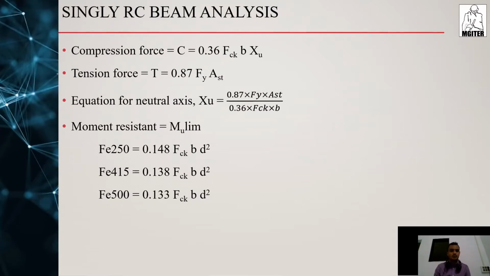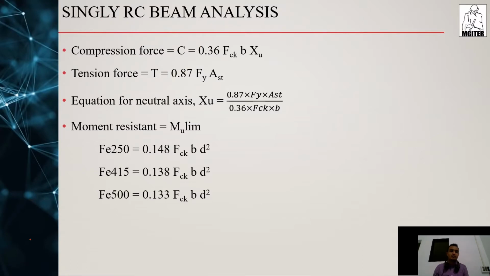We start from here, singly RC beam analysis. So these are some equations. For the compression force: 0.36 fck b xu. This is the equation to find the compression force. This equation is to find the tension force: 0.87 fy Ast. Both equations are for the singly RC beam.